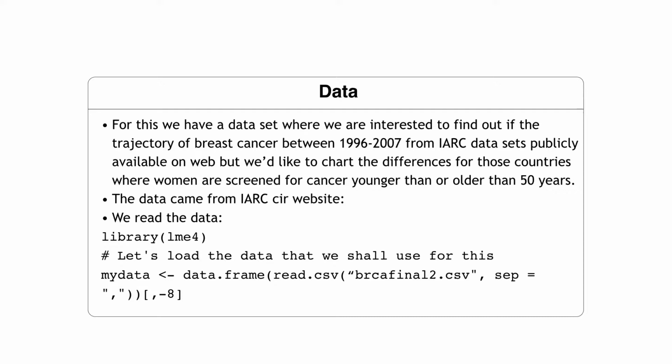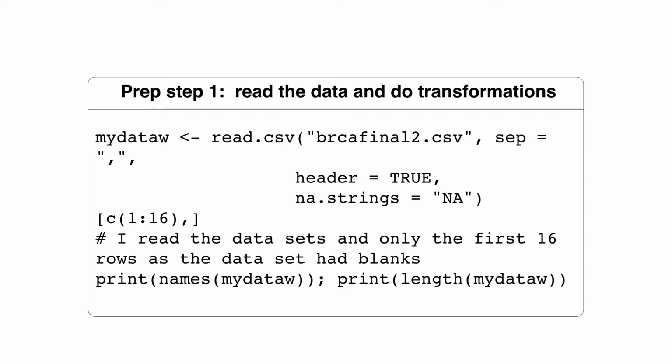And then note that in between square brackets, I have decided to remove the observation number 8, because that corresponded to a particular year for which we did not really have any data, so we decided to remove that. So now that we have this particular data set, the first step is to read the data and do some transformations before we launch into graphics. So this is what I refer to as preparatory step 1. We read the data and do some transformations.